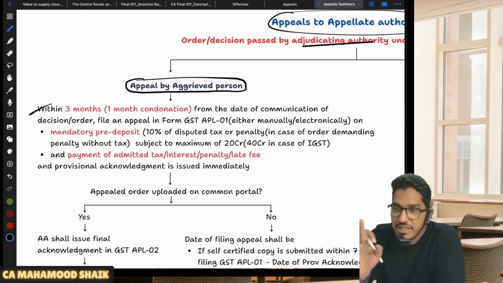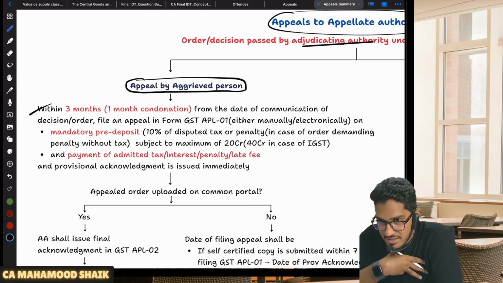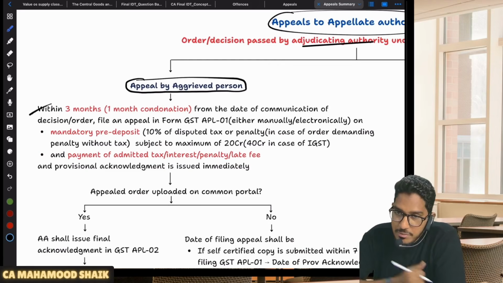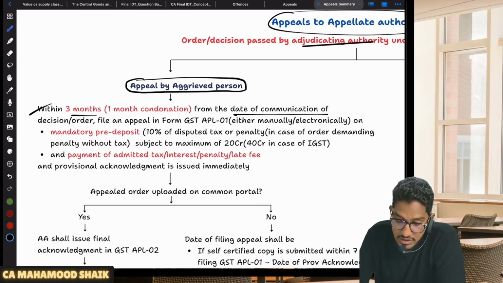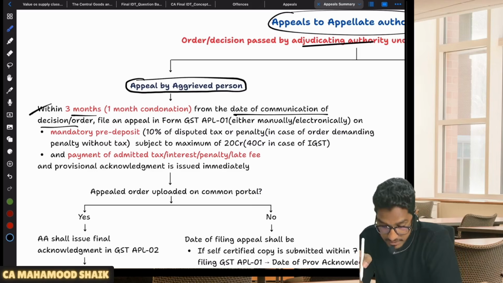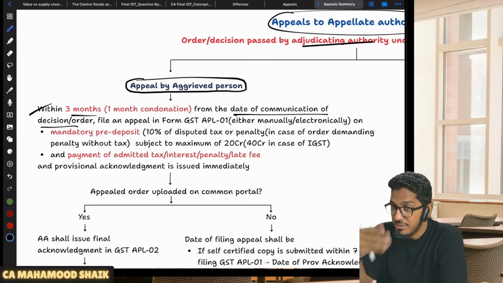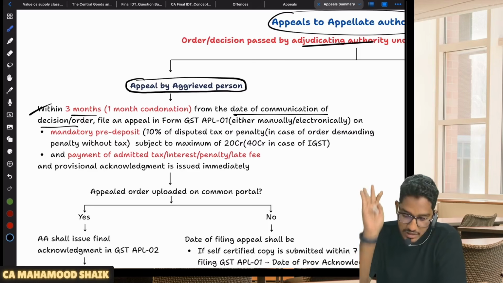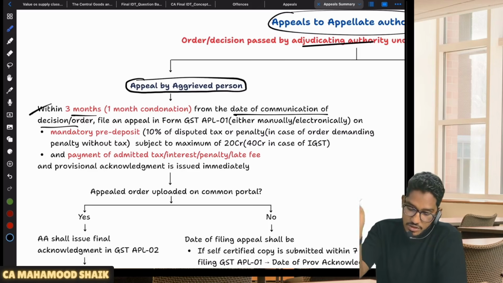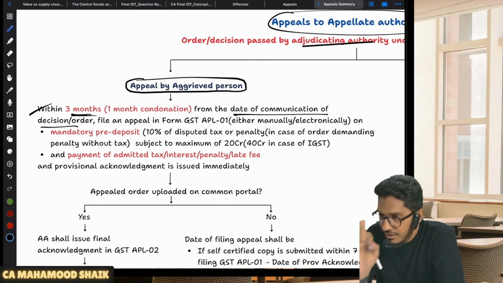Sir, what is the time limit available within which, if an adjudicating authority has passed an order, I can challenge it? You have 3 months of time. Within 3 months from what, sir? Within 3 months from the date of communication of the decision or order. You will be communicated either over email or by physical post, or it will be made available on the common portal. So whatever it is, from the date of communication of that decision or order of the adjudicating authority, you have 3 months of time if you want to go for appeal.